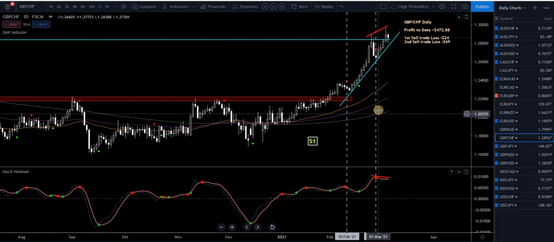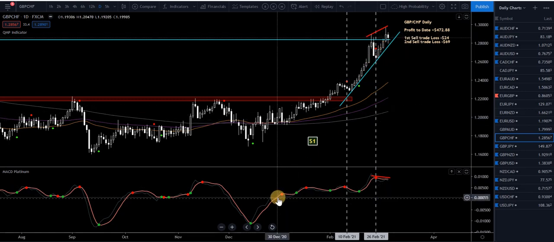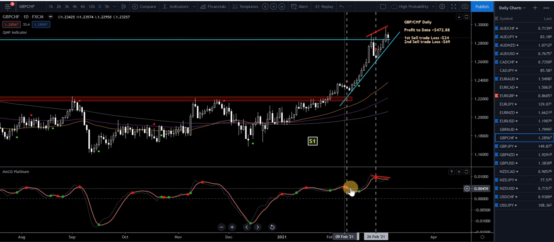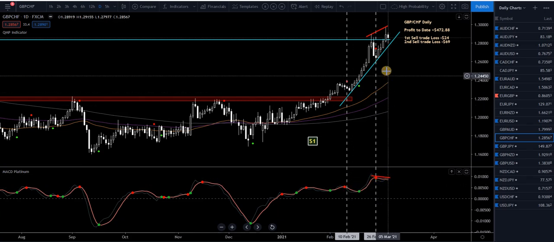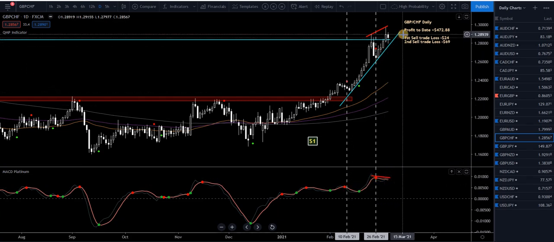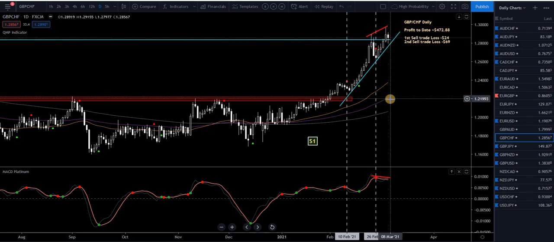It's extreme. The MACD Platinum's been above the zero level for a long time. And now we've had two goes at it. You'd think a third or a fourth go, we're going to be successful. Either price is going to come to the MAs, or the MAs are going to go to price. So we just wait and see what happens on this one.